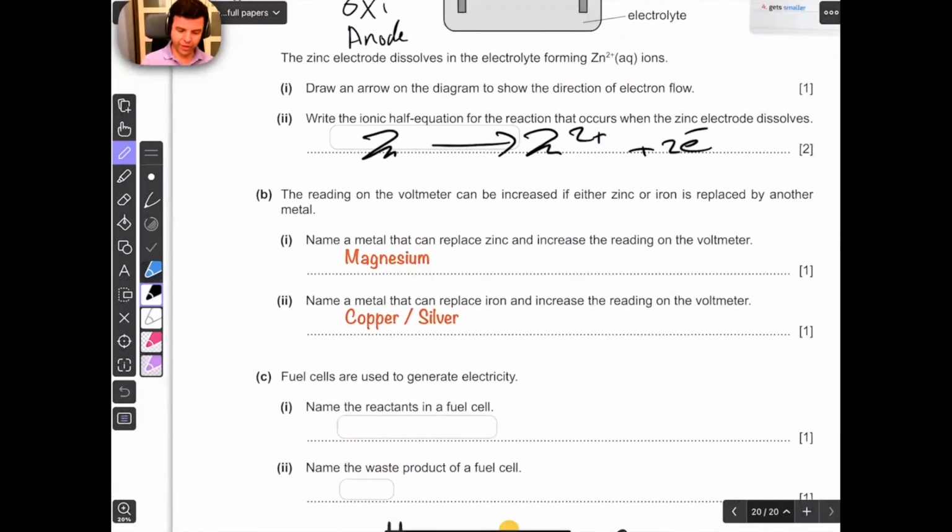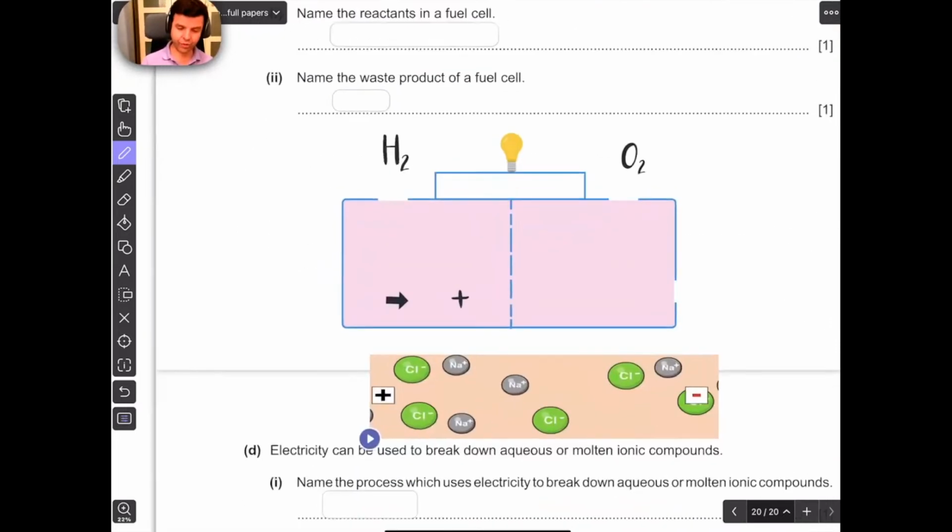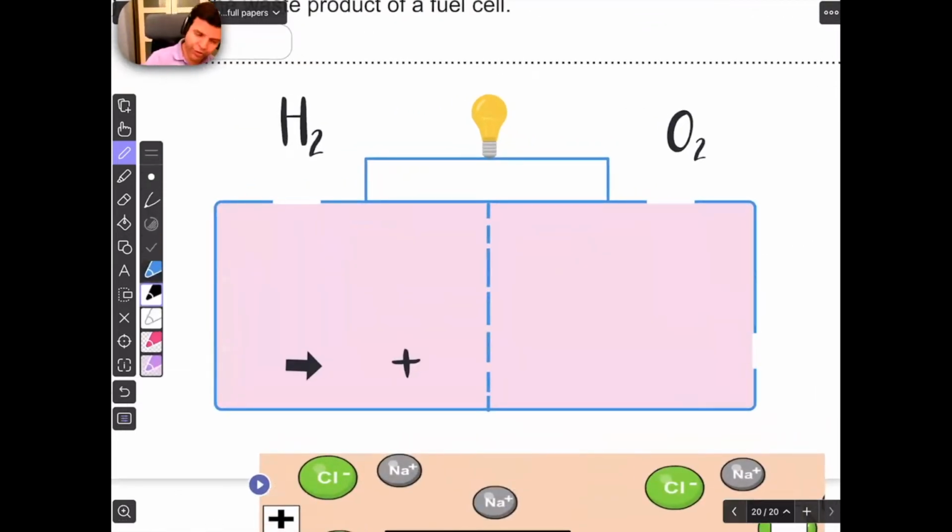So down at the bottom, what did they ask me? They said the fuel cell. That's another important question here. Fuel cells, they ask you, name the reactants used in the fuel cell and name the waste product in the hydrogen fuel cell. So again, in the fuel cell, what do we pump?